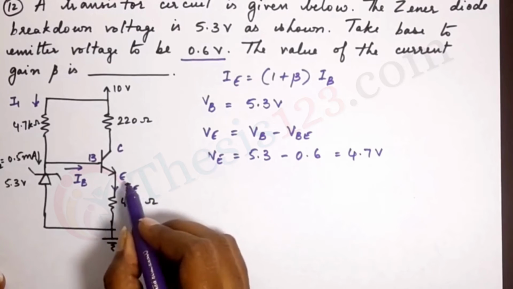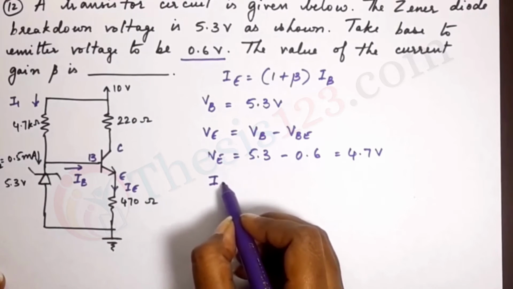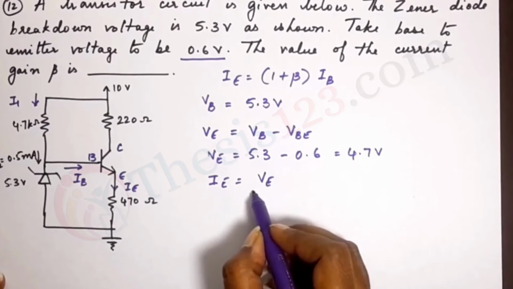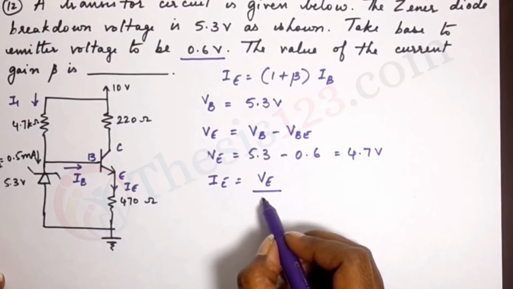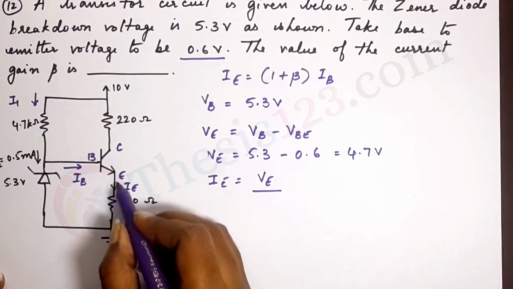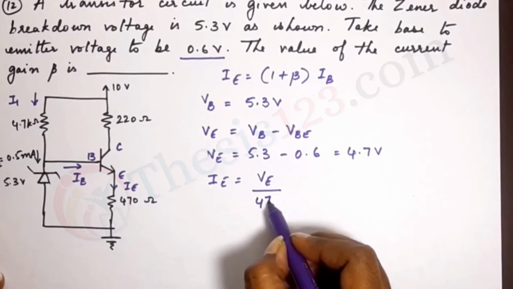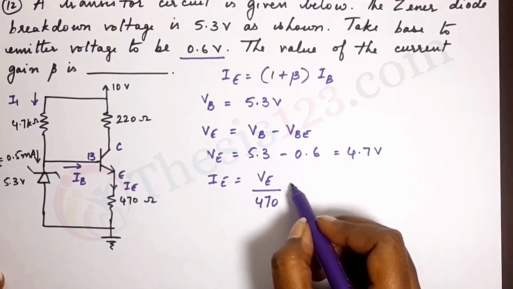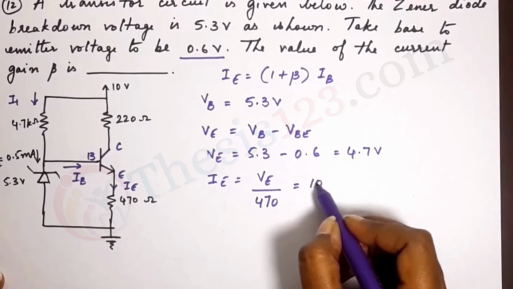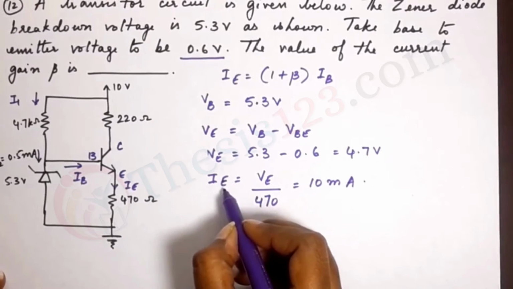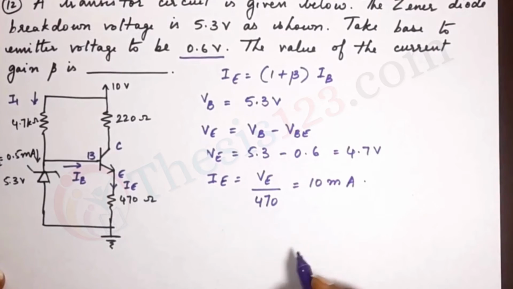The next in line is IE. So let's find the current of the emitter over here. So IE is equal to the voltage VE divided by the resistance that it passes through. So the resistance in this branch is 470. Voltage by resistance. And that gives us 10 milliamps. So we have IE.